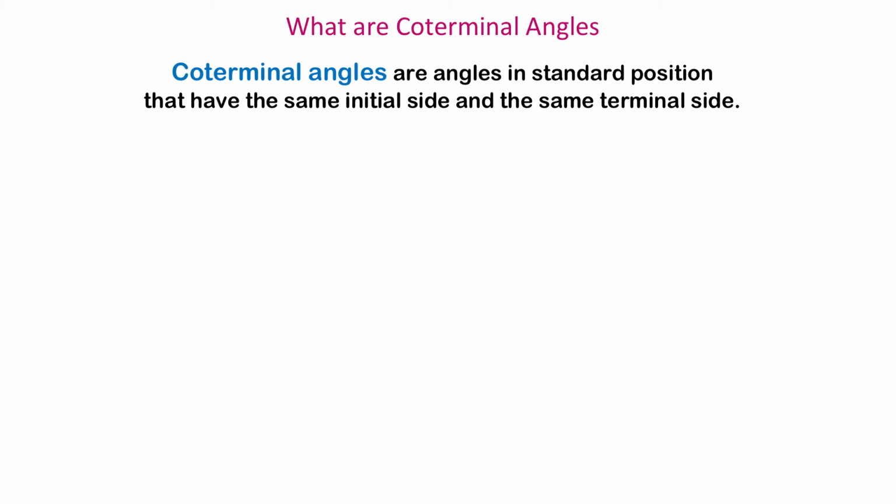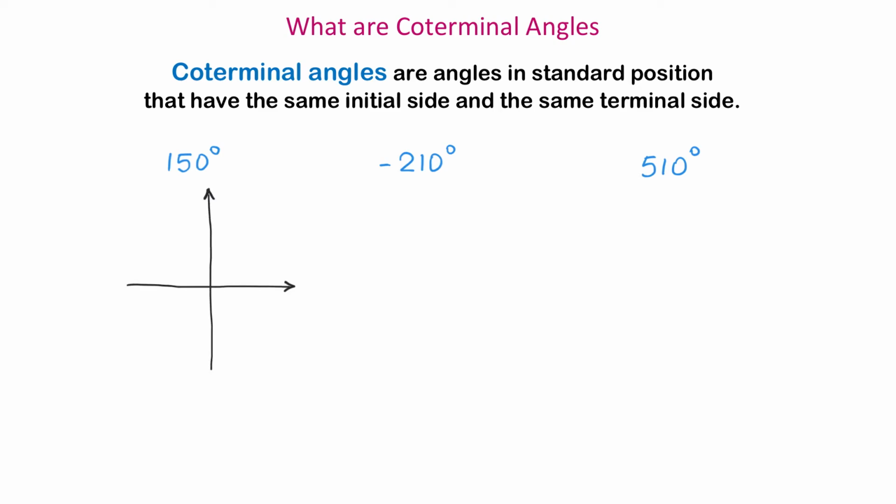The first angle will have the measure of 150 degrees. The second one, negative 210 degrees. And the third one, 510 degrees. Let's start by drawing the angle of 150 degrees. For this, we need the rectangular coordinate system.